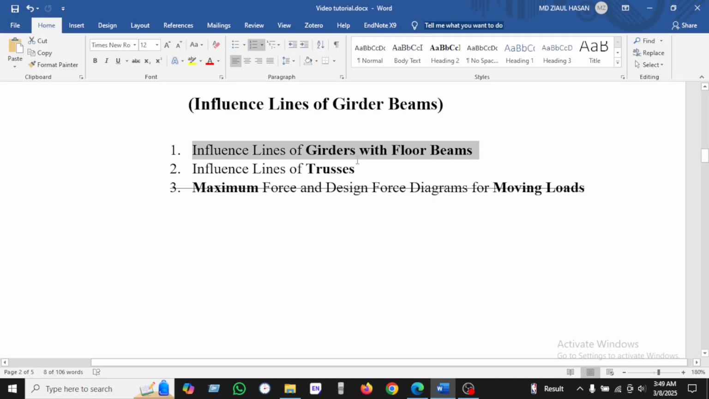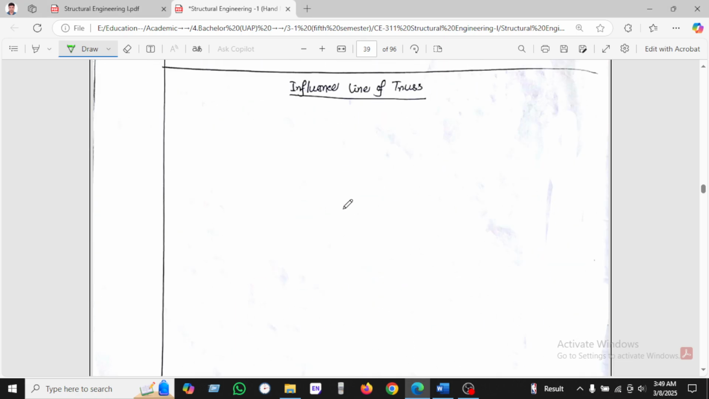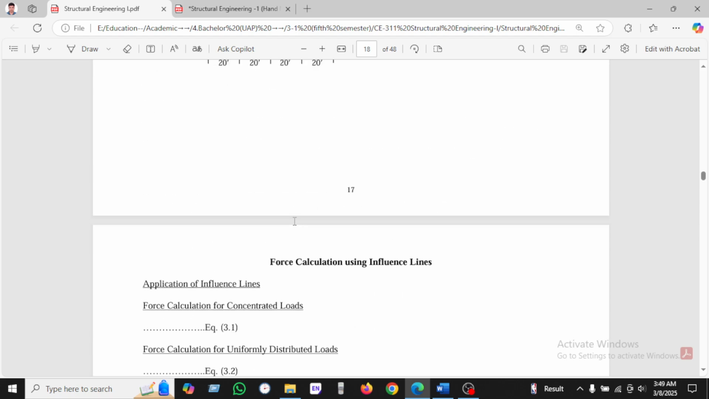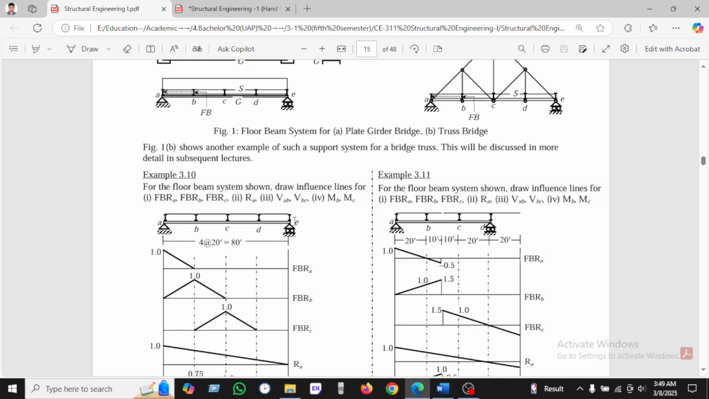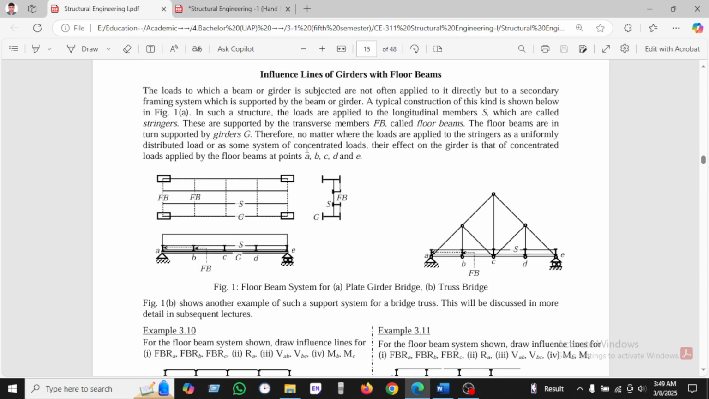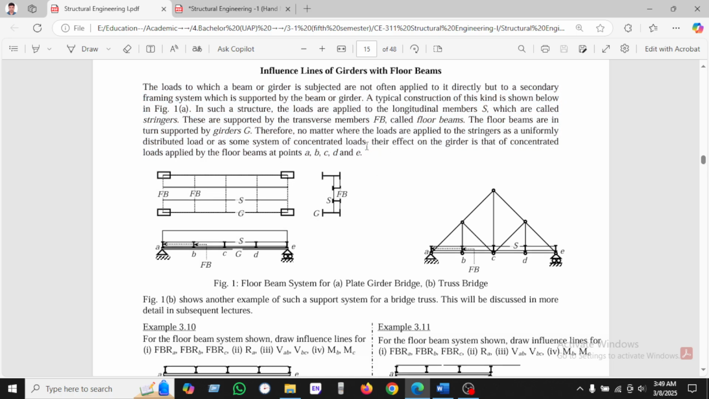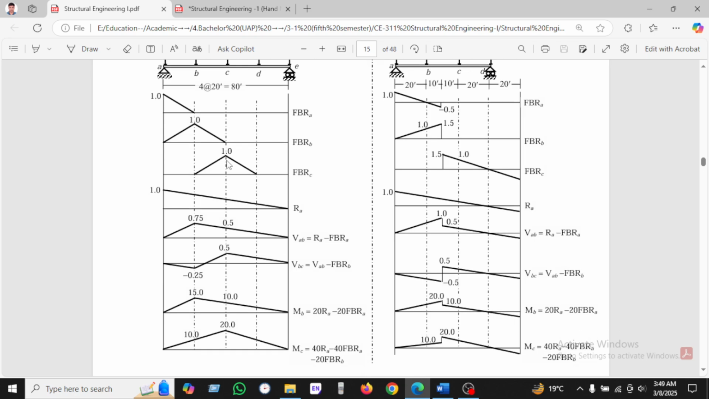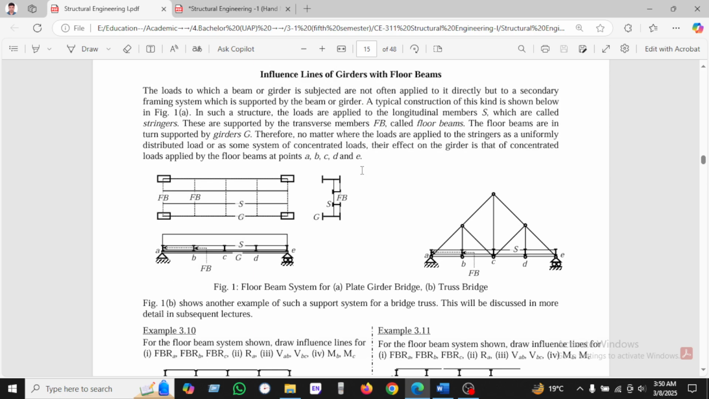So that is the influence line for girders in depth. Now we'll show the influence line of trusses. Here are the basics, found by Professor Dr. Ansar. We have seen the influence line of the girder and floor. He also gives some sample calculations here. If you need, you can use those also.